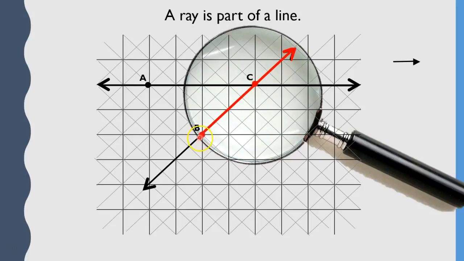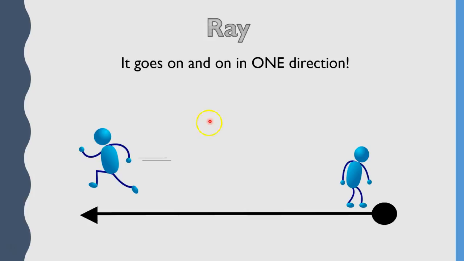So if we're talking about line BC, we're talking about the whole thing. But if we're talking about ray BC, we have to start at B and go the rest. We have to ignore every other part of the line. Okay, so the important thing to remember about a ray is that it goes on and on in one direction. So you get to run as fast as you can in one direction, but then you have to stop in this direction.